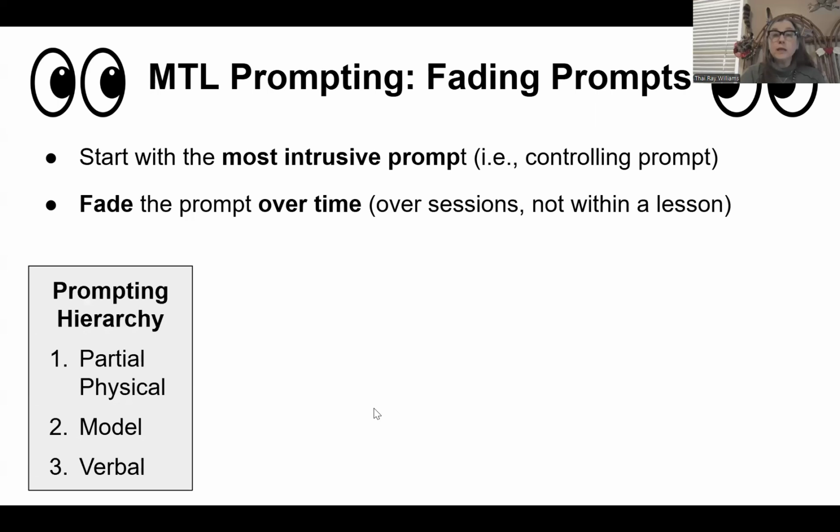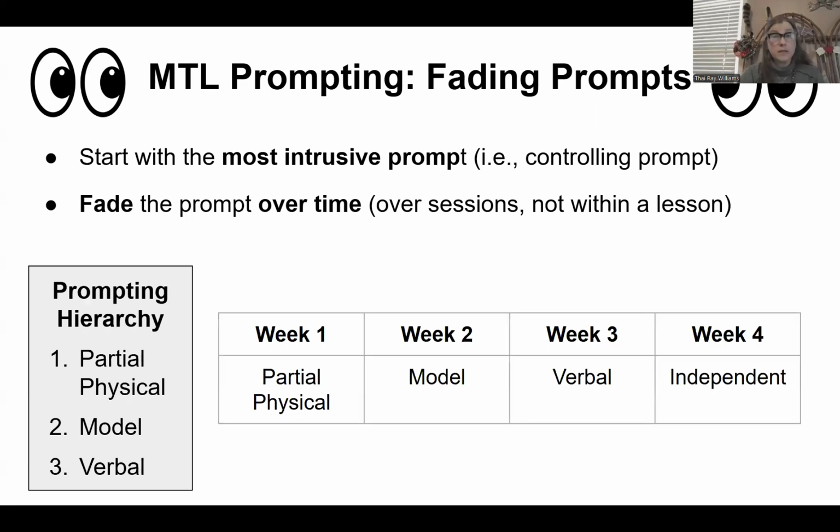So when we are looking at planning for fading, our fading schedule may look like this, and this is just one example. It doesn't mean that it has to be done by a week. This is an example of a fading schedule for this specific student. And so what the teacher's plan was is to start in week 1 with a partial physical prompt. In week 2, move to a model prompt. In week 3, go to a verbal prompt. And then by week 4, the student is performing the skill independently.